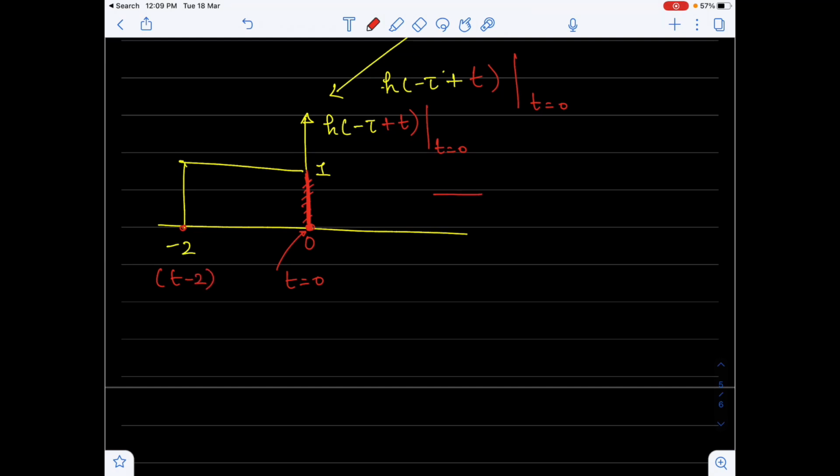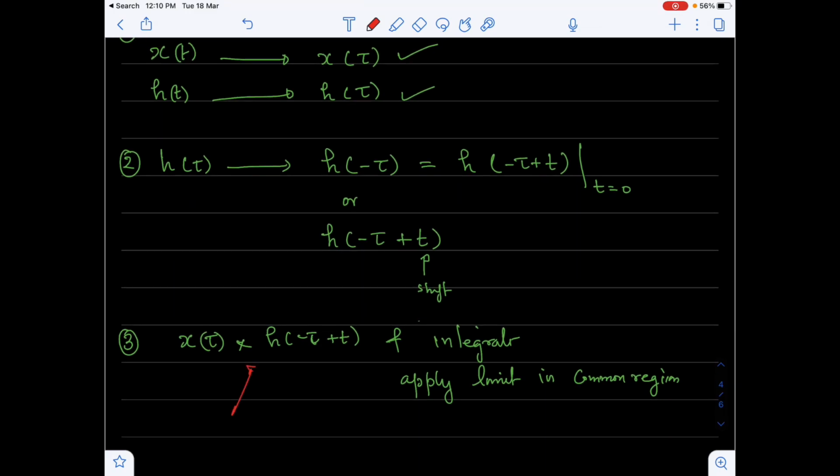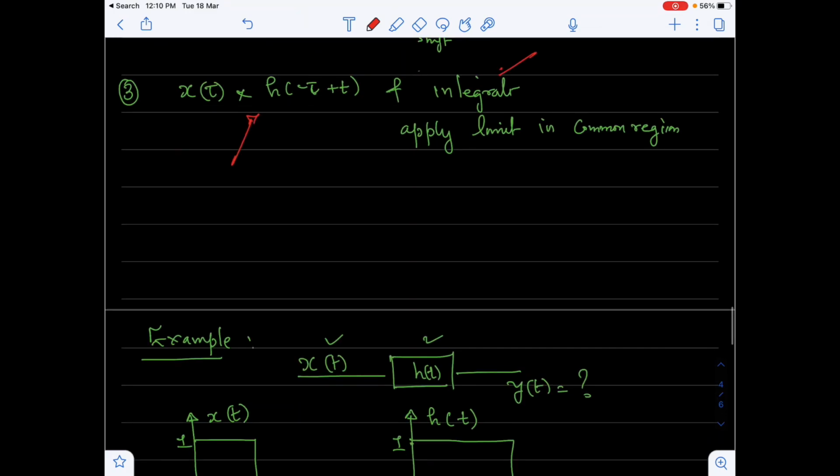So my function right now will become: I have something here, t, and this point is t minus 2, amplitude is 1, and this is the function h of minus tau plus t. But right now our t equal to 0. This is a function in tau, and t is the shifting parameter. Next step is what? Just multiply, and then you have to integrate.